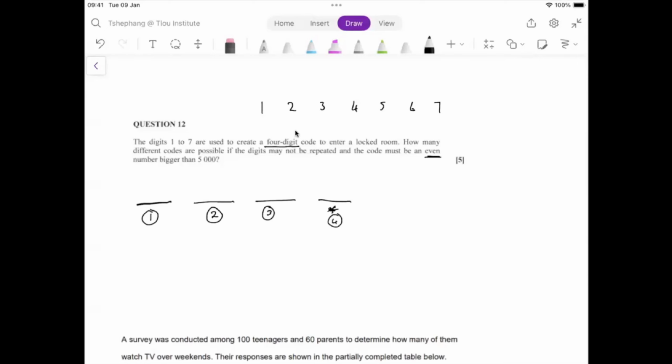Okay, I'm getting a 3 and I'm getting a 4. According to me, it's a 3. Why is it a 3? Because I can either have a 2, a 4, or a 6. If my number ends in 1, 3, 5, or 7, it is not even. Are we together? That's why we're going to say we have the options 2, 4, or 6.